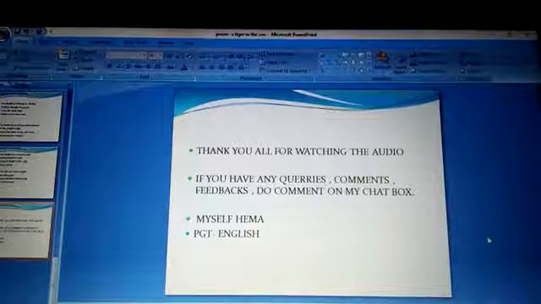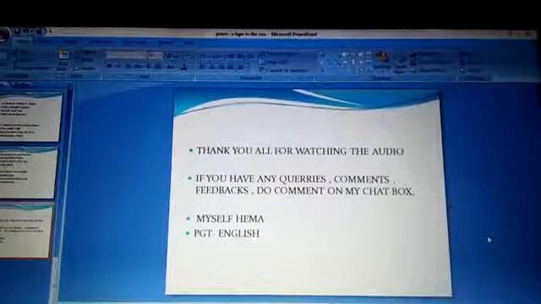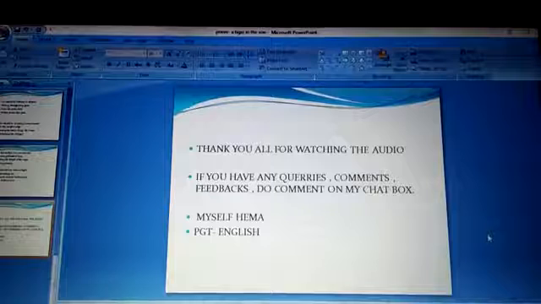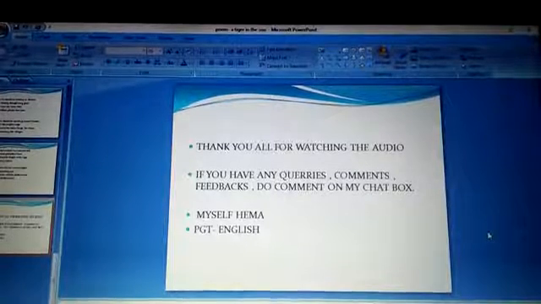So I hope you understood each and every line, and I want each and everyone to go back to your book, turn the pages and try to comprehend the poem itself.